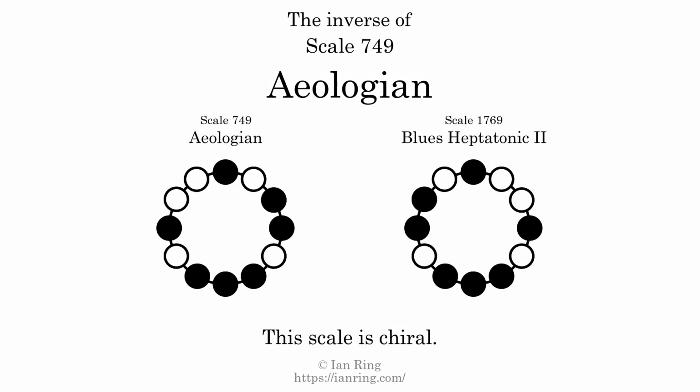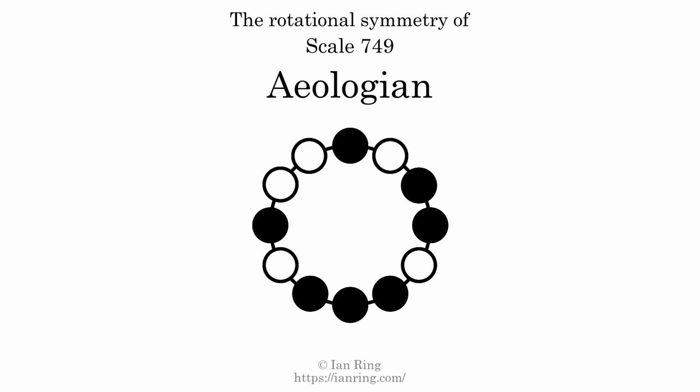The inverse of a scale is a mirror image. It is what you get when the sequence of intervals is reversed. The inverse of this scale is scale 1769, also known as blues heptatonic 2. This scale is chiral. It cannot transform into its inverse by rotational transformation. This scale has no rotational symmetry.